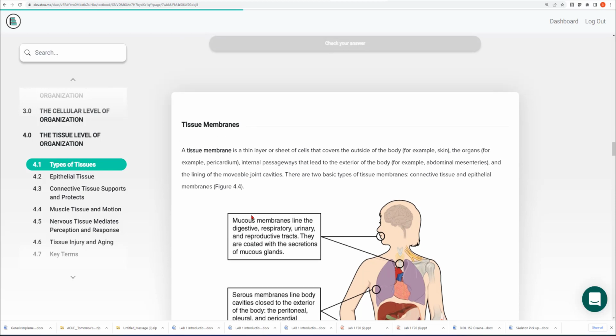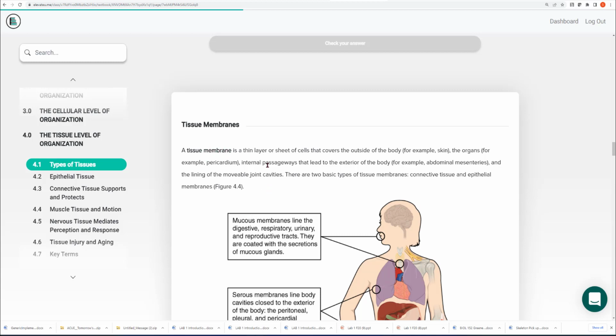When we're discussing tissues, there's another important thing to keep track of, and that is membranes. There are four different kinds of membranes in your body. One of them you've already heard of. The other ones I'll introduce here, and you'll continue to hear about them as we go through the course.